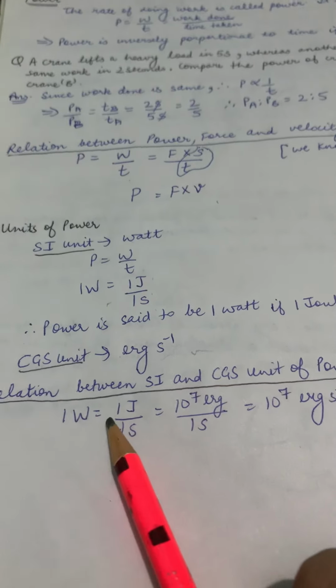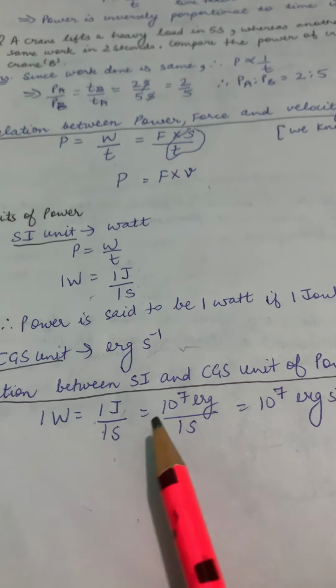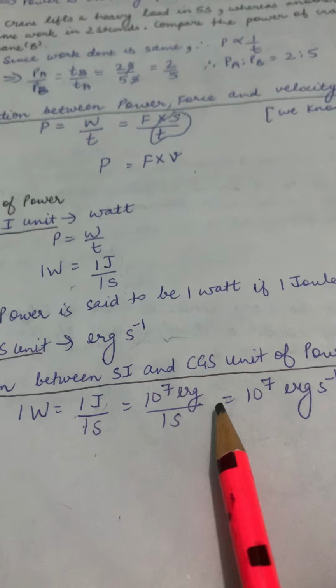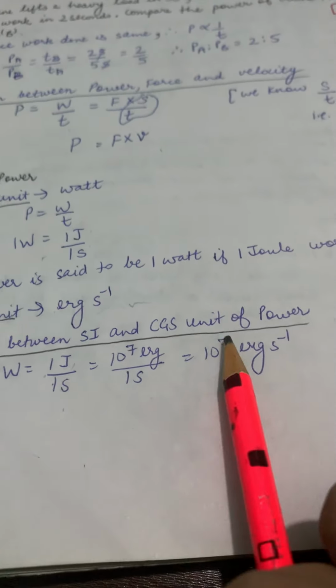We know that 1 watt is equals to 1 joule upon 1 second. 1 joule is equals to 10 to the power 7 erg upon 1 second. That is 10 to the power 7 erg per second.